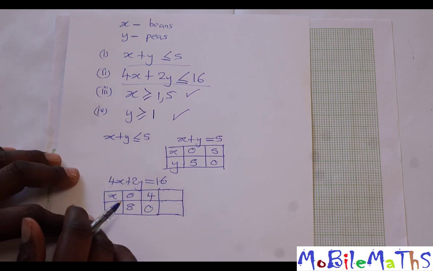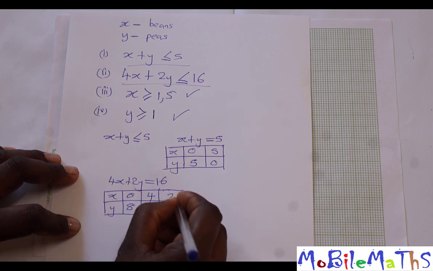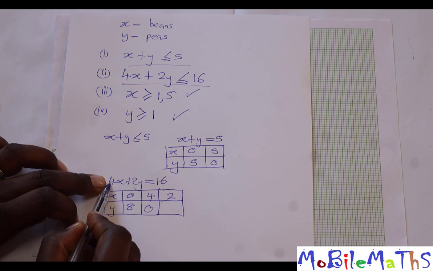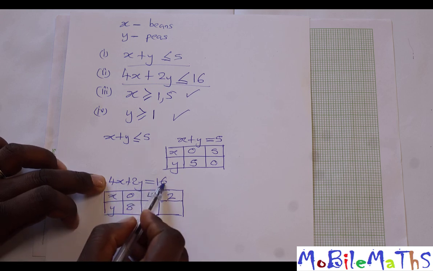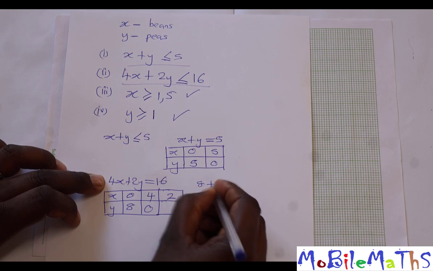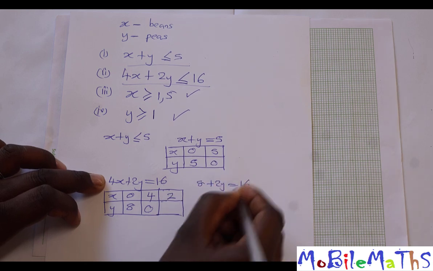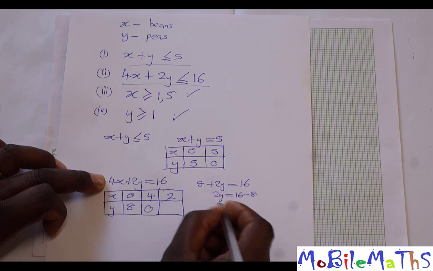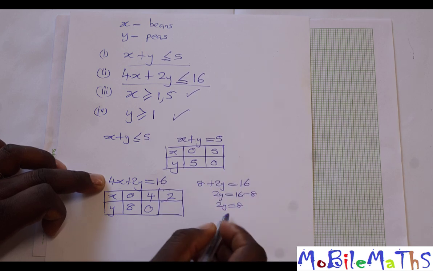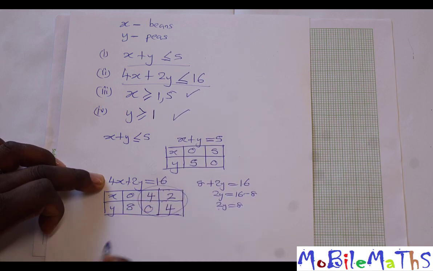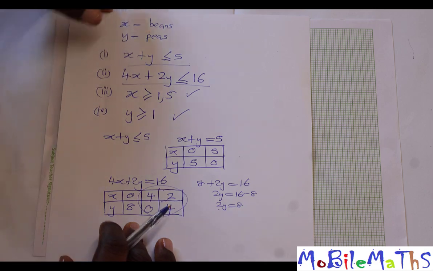But I can try to use another number. Let's say when x is 2, this is going to be 8. We subtract 16 minus 8. So I will have 8 plus 2y is equal to 16. So 2y is equal to 16 minus 8. I get 2y is equal to 8. So my y becomes equal to 4. I think these are easy to use. So let's now draw our graph using these points.